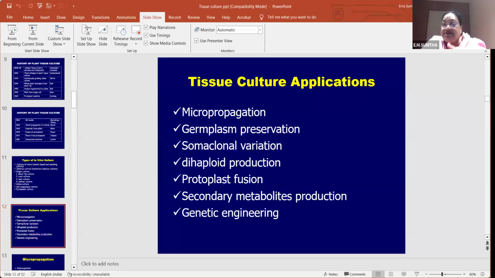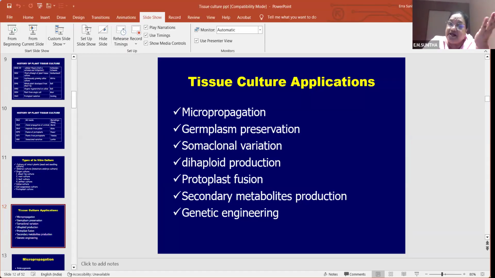Haploid production. I told you the haploids from doubling, you'll get the seedless variety. Then you have the protoplast fusion. Then secondary metabolite production, cell suspension cultures or callus suspension cultures. Then you have the secondary metabolites. So many metabolites plants will be producing that you will be having.